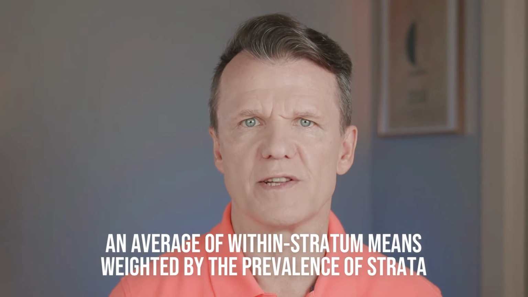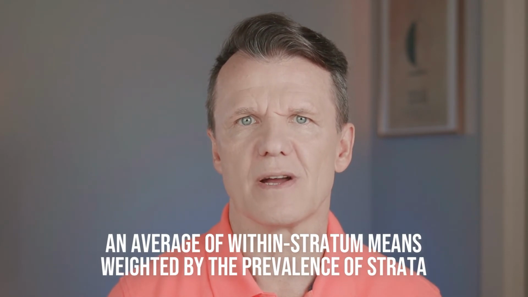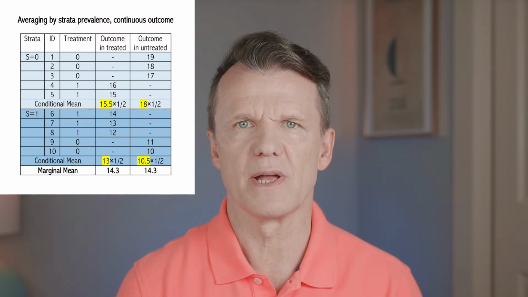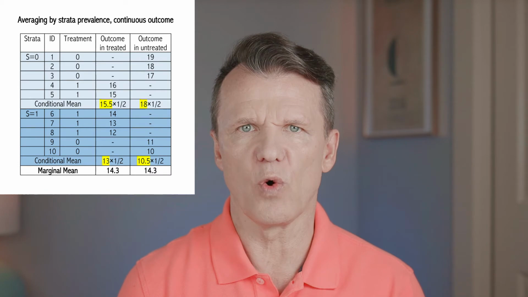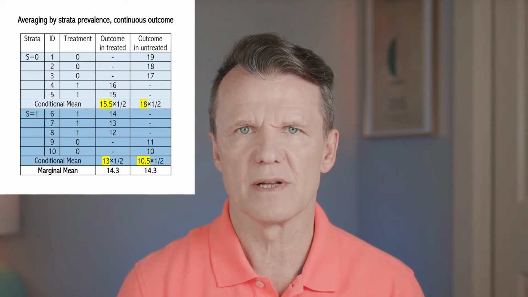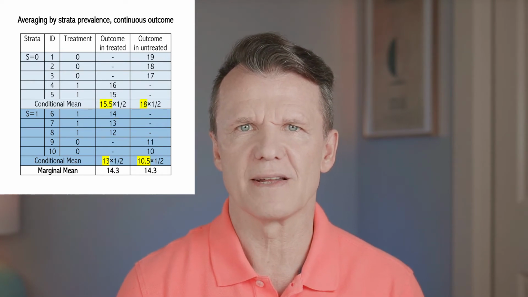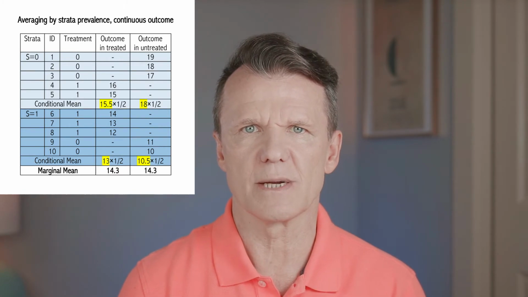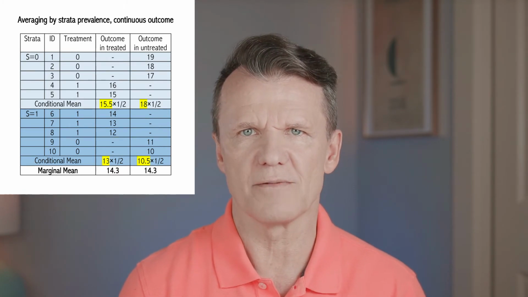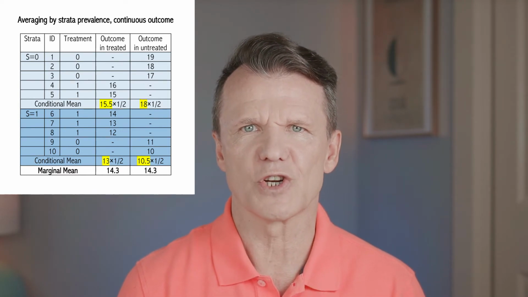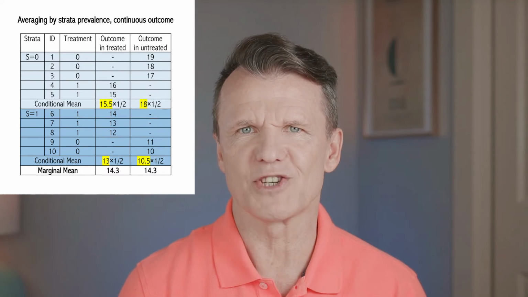Instead, we find marginal mean as an average of within strata means weighted by the strata prevalence. To make this specific, strata prevalence is 50% in our example, therefore the marginal mean, if all were treated, is the sum of conditional means multiplied by half, which is 14.3. Similarly, if all were untreated, the marginal mean equals the sum of conditional means times 1/2, which is again 14.3. As you can see, the crude means are different, but marginal means are not.